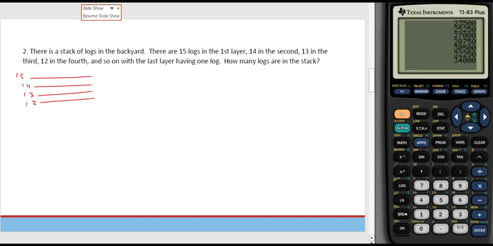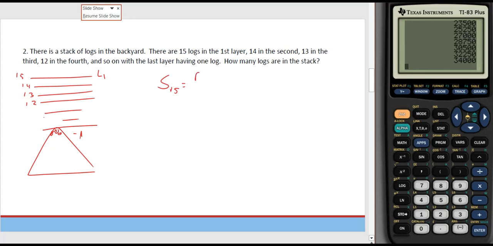Now, they say this is the first layer, and I actually drew this upside down. Your stack of logs would look like this, with logs. But if we draw this upside down, we keep going with that concept. Our last row is going to have 1 log, and that would be the 15th row. So either way, there are 15 rows, and this would be a series problem, so S15, and it's arithmetic because it's decreasing by 1 each time.